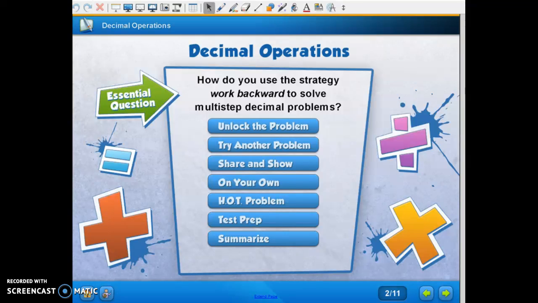Okay, this morning we're working on lesson 5.8, problem solving with decimal quotients. How do you use the strategy work backward to solve a multi-step decimal problem?